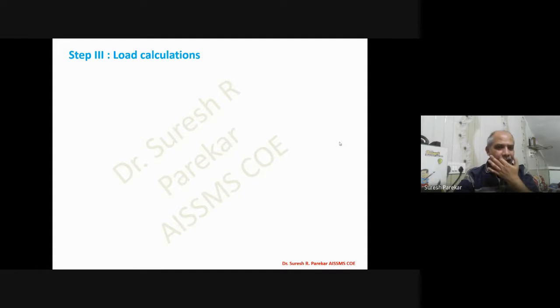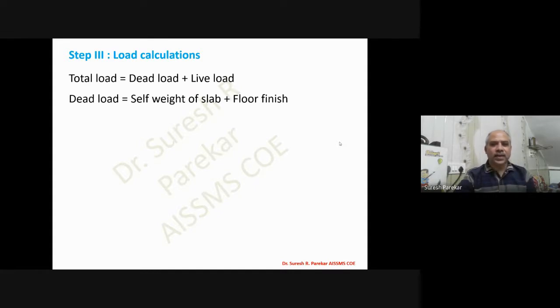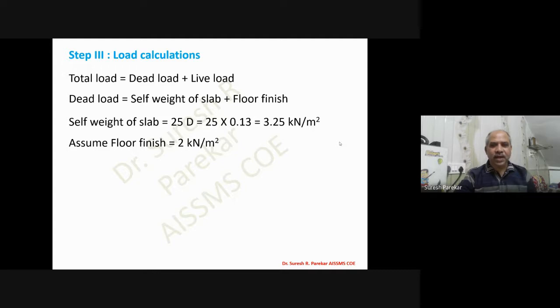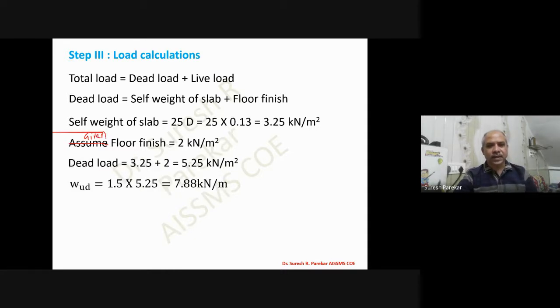Now then we have load calculation. So we have total load, dead load plus live load. Dead load is self weight of slab plus floor finish. Self weight we have 25 D. We have overall depth 0.13 meters, that is 130 millimeters, so 3.25 kilonewton per meter square. Floor finish is given, so we need not assume this. Then we have floor finish 2, and then the live load, that is imposed load, is also given, which is 4 kilonewton per meter square.